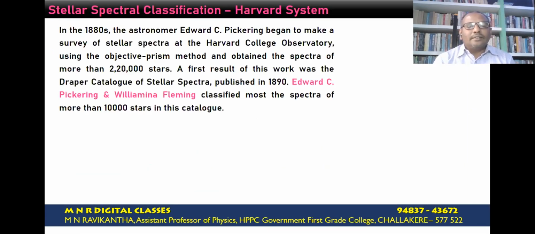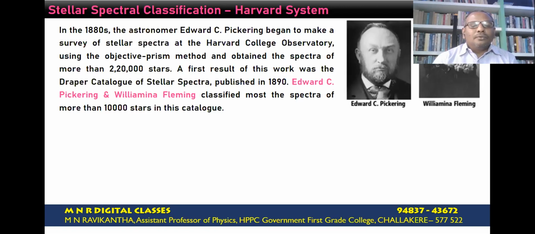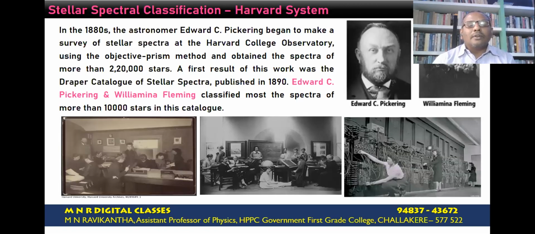Around the 1880s, the astronomer Edward C. Pickering began a survey of stellar spectra at the Harvard College Observatory, using the objective prism method, and obtained the spectra of more than 220,000 stars. In order to analyze the spectra of these stars, he appointed a group of women. They are popularly called the Harvard computers.